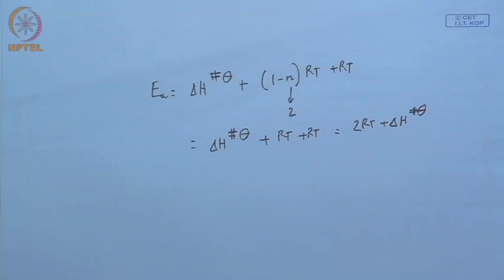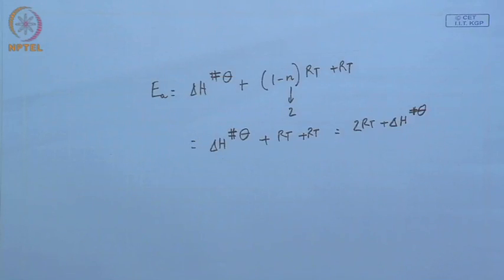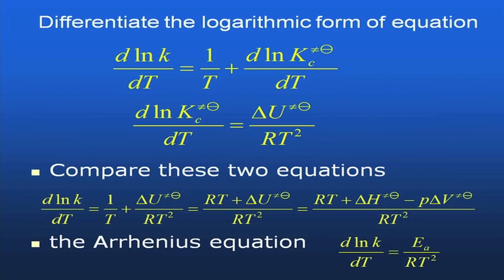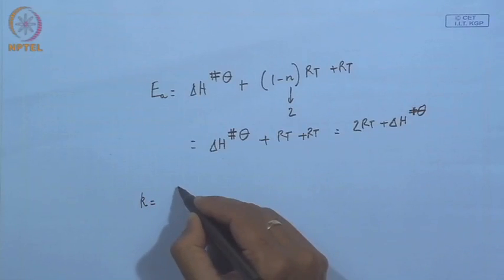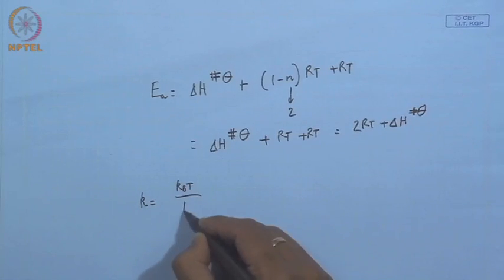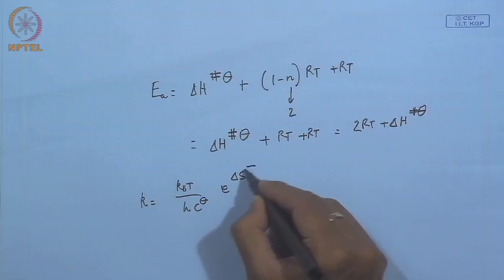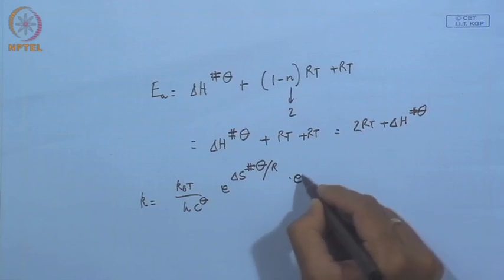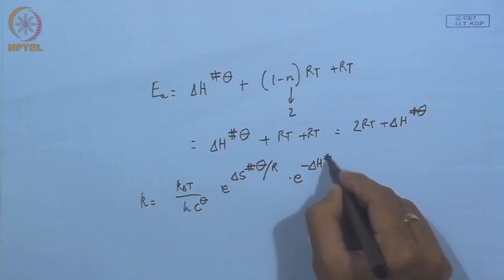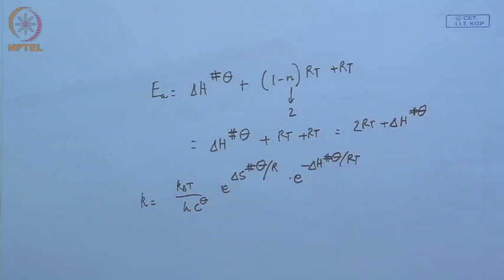Therefore, what can we write? So, let us again go back to the expression of k. The expression of k will be k is equal to k_B T by h c standard, e to the power ΔS double dagger standard by R, into e to the power minus ΔH standard by RT. This is your expression for k.